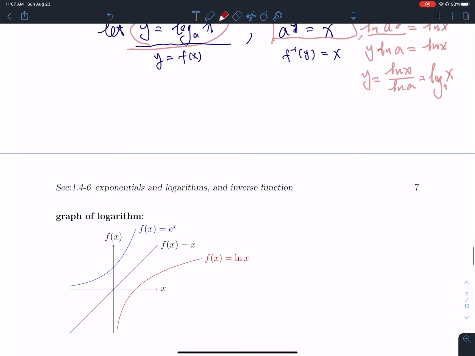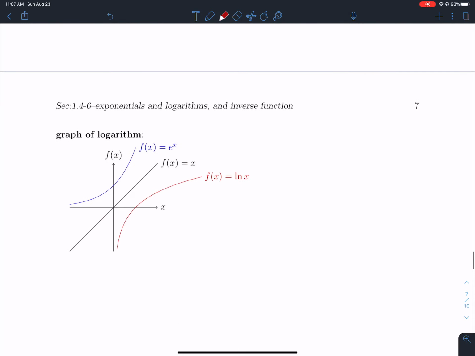Now we want to point out the last fact about the logarithmic and the exponential function. As I said earlier, the function and its inverse have graphs that are symmetric about y equals x. For the natural log function, we have the graph like this, and the exponential function is relatively easy. So this is the one, this is the one.